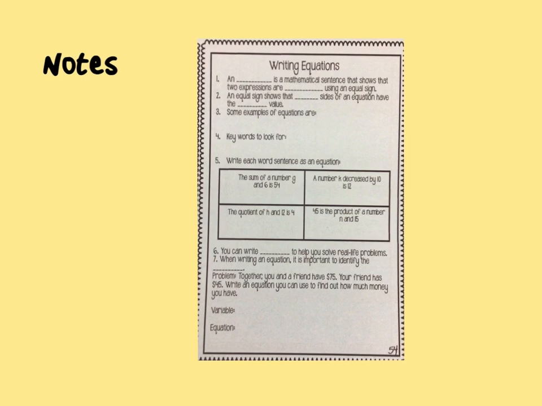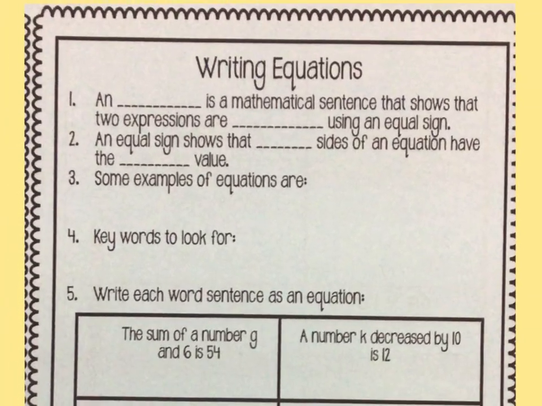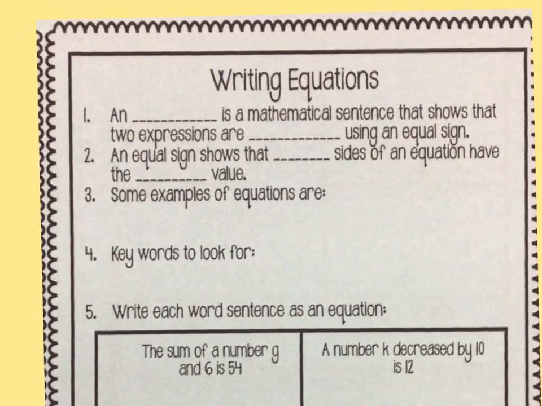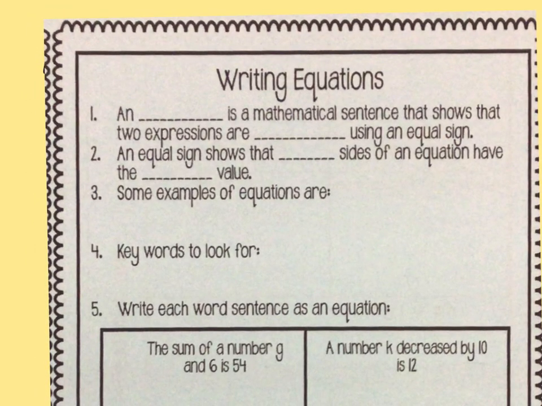All right, so here are your notes. We're going to be talking about writing equations today. So a couple of things that we just want to fill out on this little handout. This is in your journal. It is on page 54. So if you'll turn to page 54 and fill this out with me. It says, a blank is a mathematical sentence that shows 2 expressions are blank. So this is an equation.